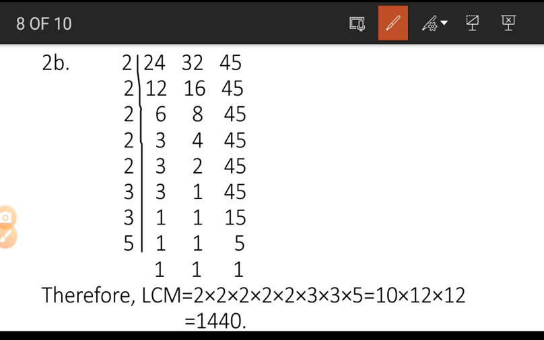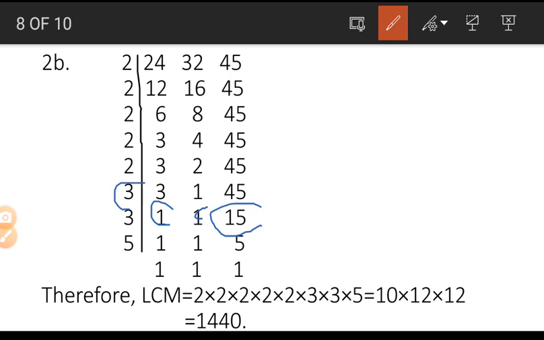Because of the 4, we put down another 2. 2 cannot divide 3. We bring down 3. 2 into 4 is 2. Bring down 45. Because of these 2, we put down another 2. Alright? 2 into 3, well, cannot. We bring down 3. 2 into 2 is 1. Bring down 45. Now we bring down 3 this time. Now 3 can divide 3 and gives us a 1. Bring down 1 and divide 45 to get 15.